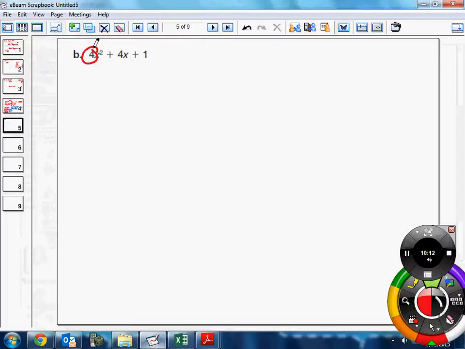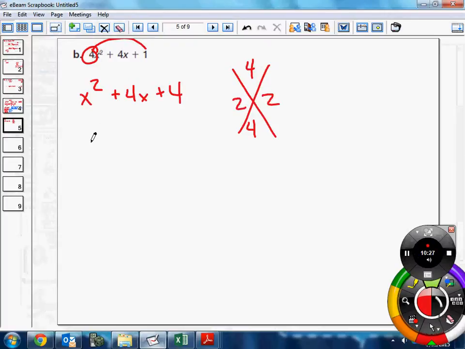Okay, so slip, slide, that gives me x squared plus 4x plus 4. We'll just set up my x. What two numbers when multiplied give me 4 and also add to give me 4? Well, let's see. That would have to be 2 and 2. So that gives me x plus 2 and x plus 2.